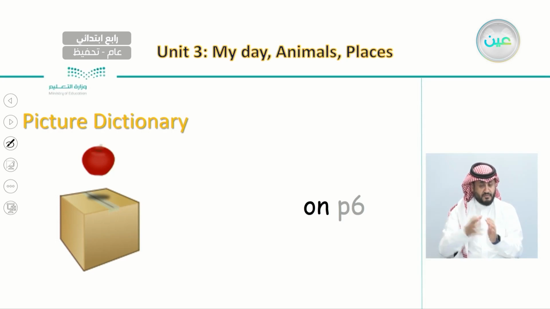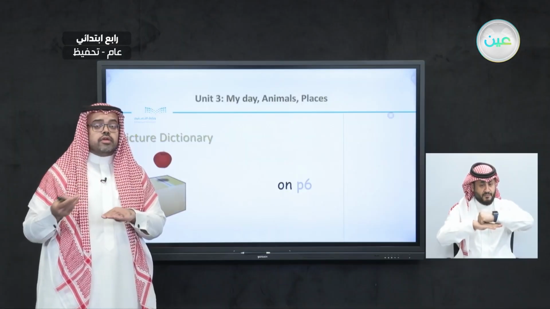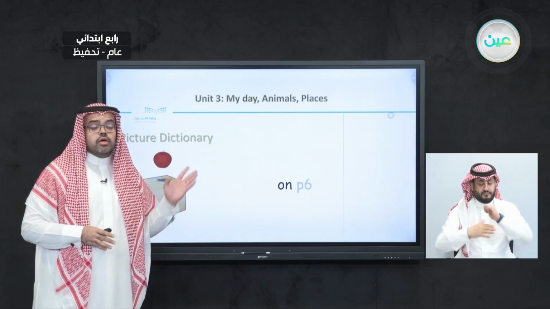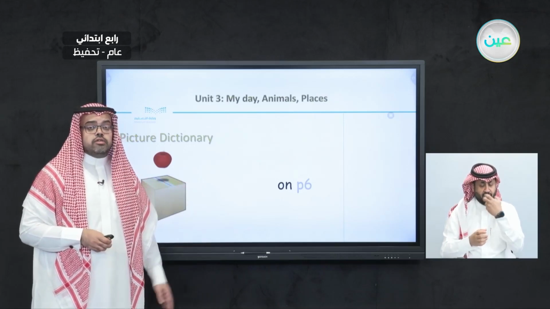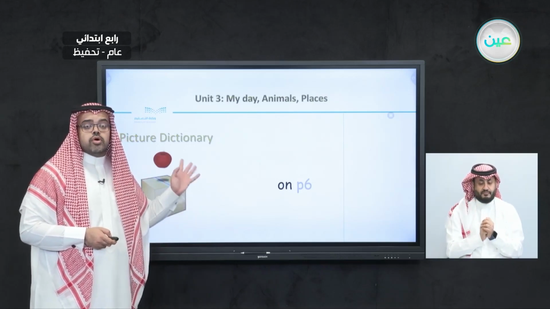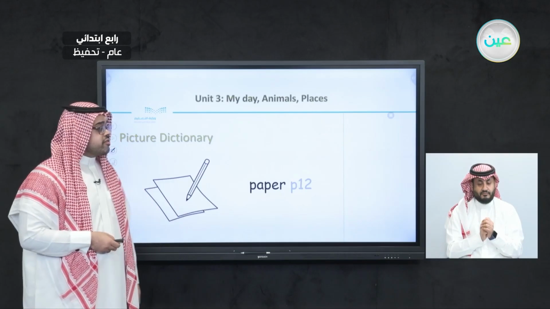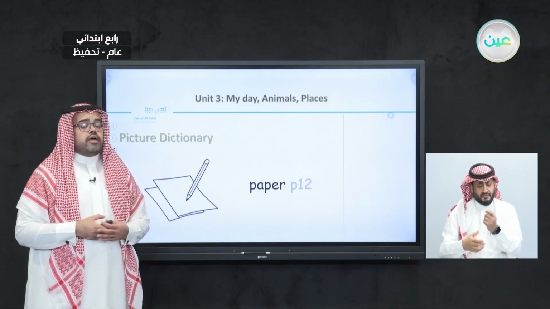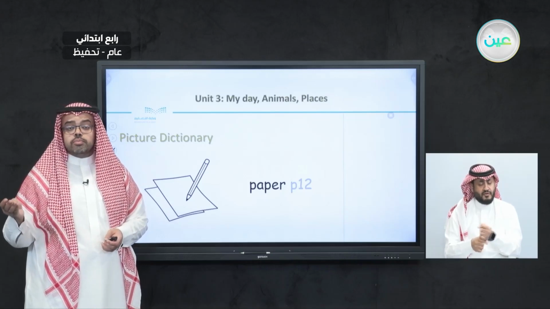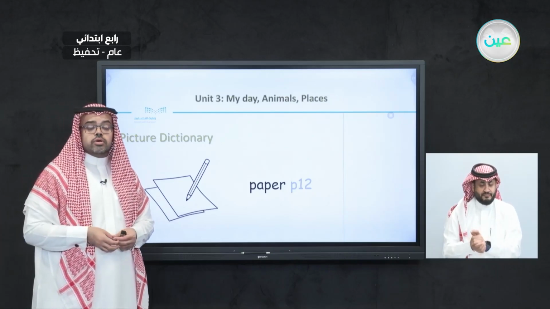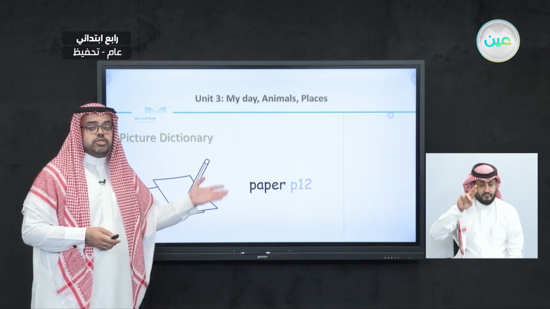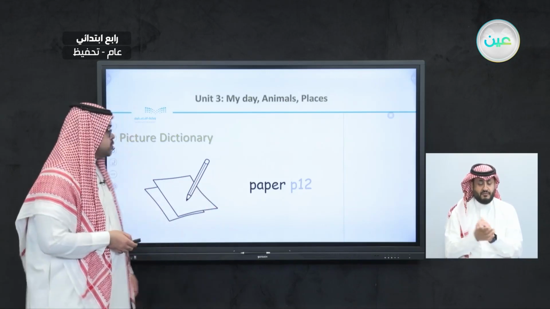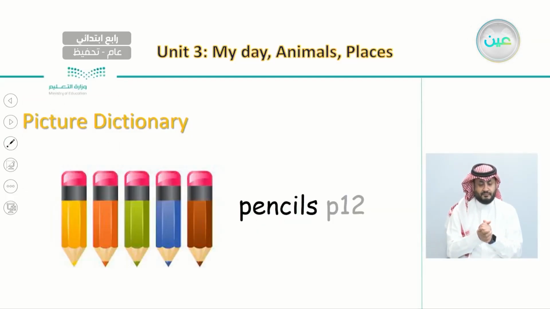And what do you mean by preposition? On, when something is on top of something. Like this apple, for example, it is on the box. The second word we have is paper. Paper that we use for writing, and sometimes we use for printing. You can see the word paper on page 12. And next we have pencils.